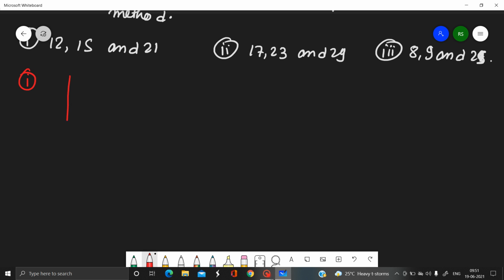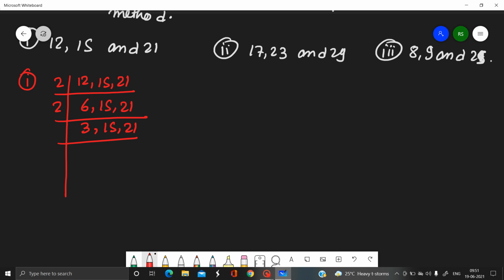First of all, I'm trying to find the LCM of these three numbers: 12, 15 and 21. You can see 21 and 15 are not divisible by 2, but 12 is divisible by 2. So I go with 2. Here I get 6, 15 and 21. 6 is also divisible by 2. Again I go with 2. You get here 3, 15 and 21. Now you can see all three remaining numbers are divisible by 3. So 3 ones are 3, 3 fives are 15 and 3 sevens are 21. 5 is divisible by 5 and 7 is also divisible by 7. So I go with 7 here.